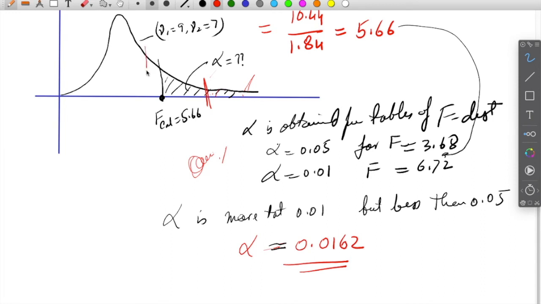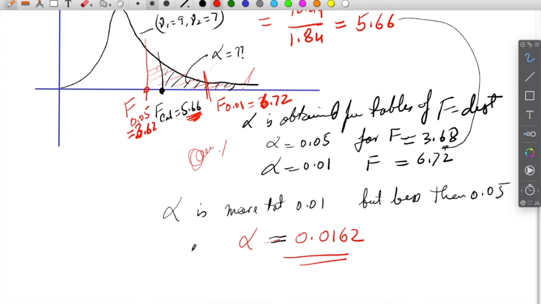So it is more than the value at F.05 and less than the value at F.01. At F.01 the value was 6.72, and for 0.05 the value was 3.68, and the F calculated is 5.66.